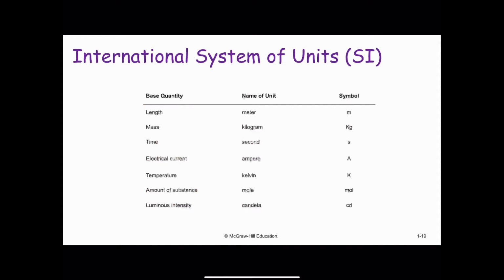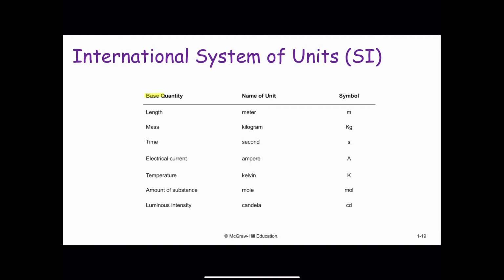This table shows the 7 SI base units. All other units of measurement can be derived from the base units. Like metric units, SI units are modified in decimal fashion by a series of prefixes, as we're going to look at in a few minutes. Let's take a look at all of these base units.